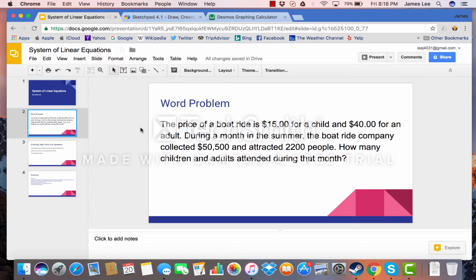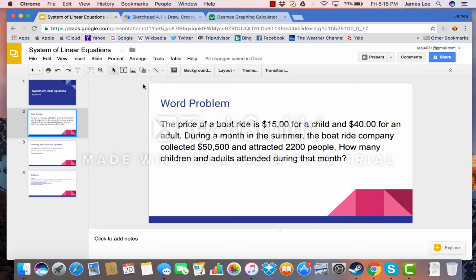So we have a word problem. The price of a boat ride is $15 for a child and $40 for an adult. During a month in the summer, the boat ride company collected $50,500 and attracted 2,200 people. How many children and adults attended during that month?